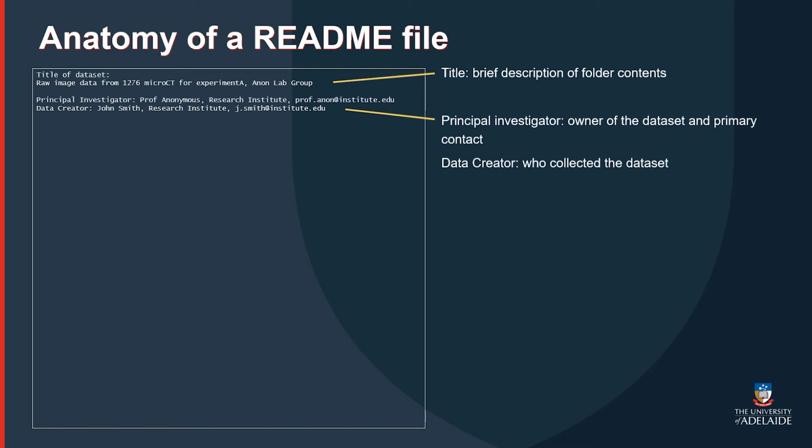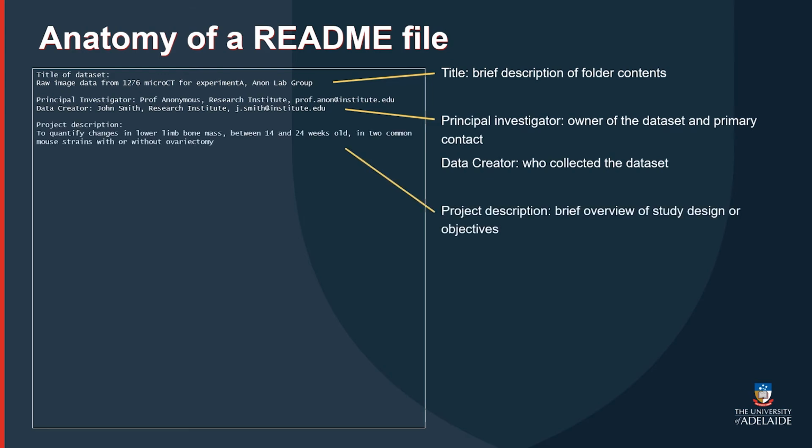Next, add contact details for the data creator, so most likely you, and you're the person most likely to be familiar with the data set. Then include a brief description of the project, including the project objective or objectives and/or the study design. And this is information that just lets others know the original intended use for the data.